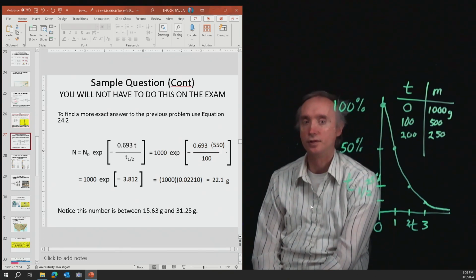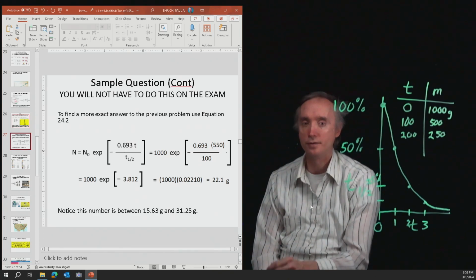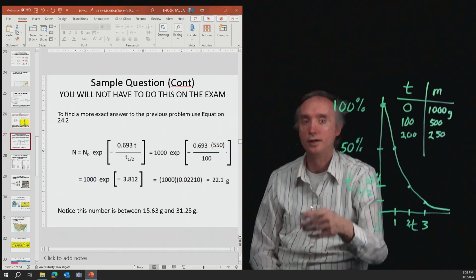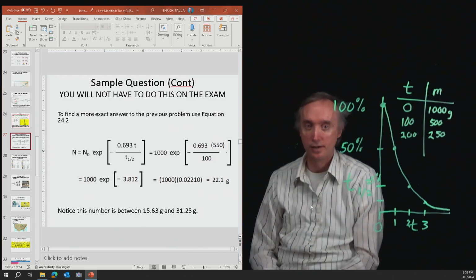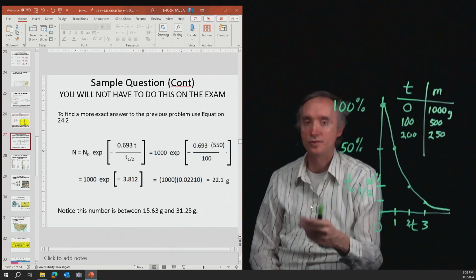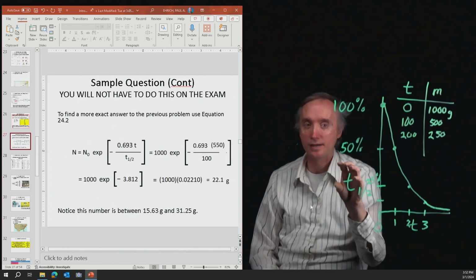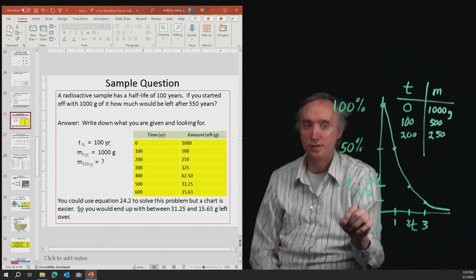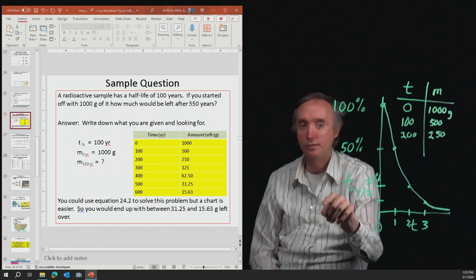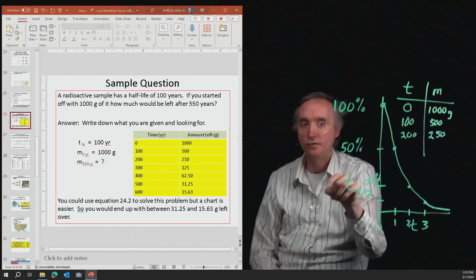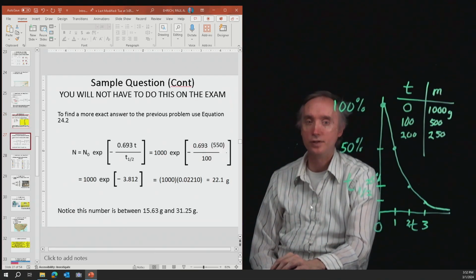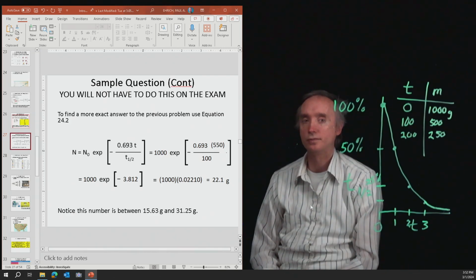It's not too difficult. On your calculator, you should have a button that says e to the x. The e to the x button is your exponential button. And so you can use that in order to solve it. And the exact answer is 22.1. Okay, now let's go back. Is 22.1 in between 31.25 and 15.63? It is. So that's a pretty good indicator that we did the right job when we used the formula for it.